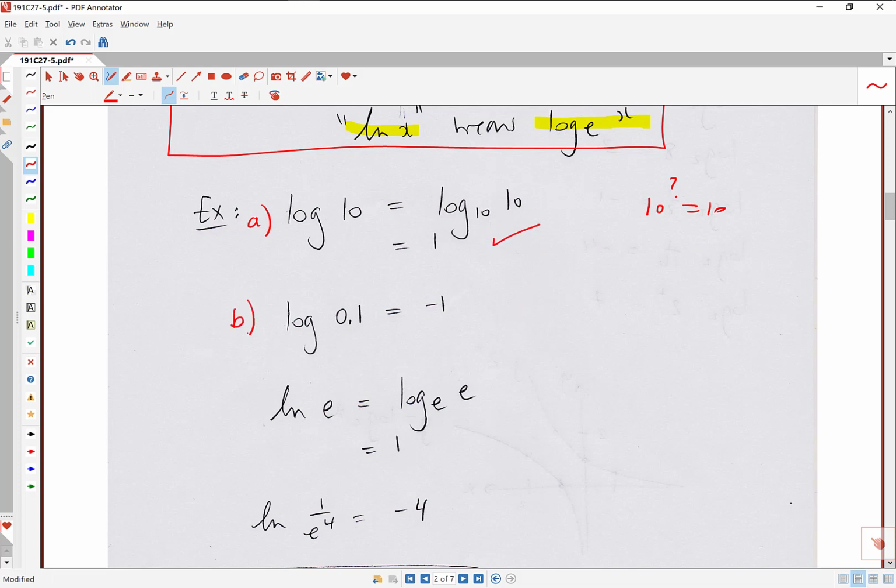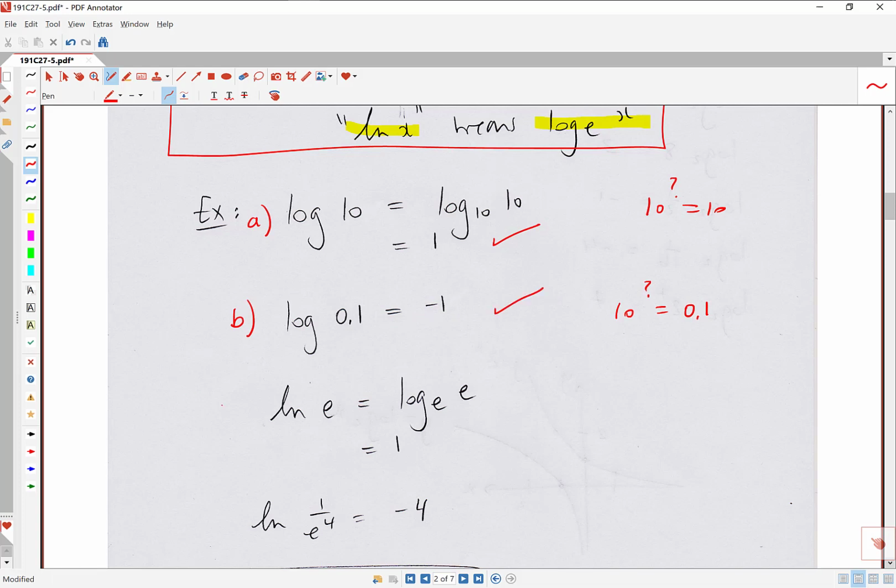Part B here, again, there's no base on there. So it's understood that we're talking base 10. So we're saying, what exponent do we have to put on 10 to make 0.1? The exponent would have to be -1.